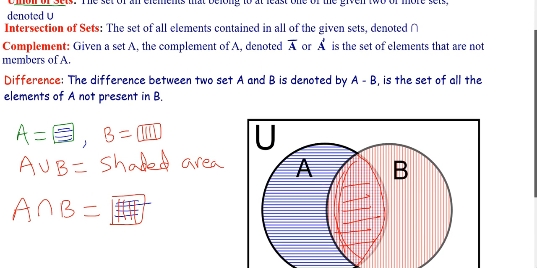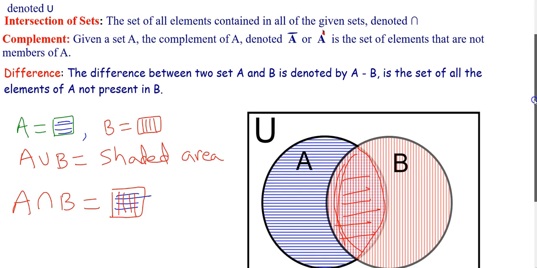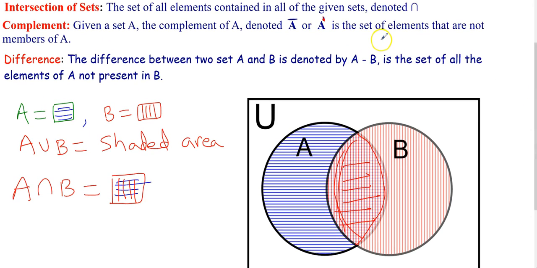Now the third definition we have is complement. The complement of a given set A is denoted by the letter A with a small line above it, that is A complement, or you can also denote it with this symbol. It is the set of all elements that are not the members of A, right? A complement is the set of all elements which are not the members of A.